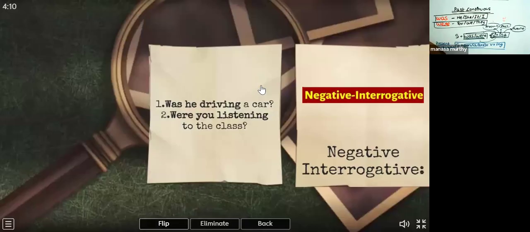So these examples are in positive interrogative form. Made a note of it? Next we'll have negative interrogative. Okay. Just one more minute. Kindly bear with me.